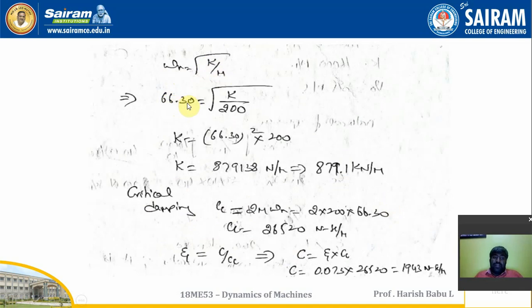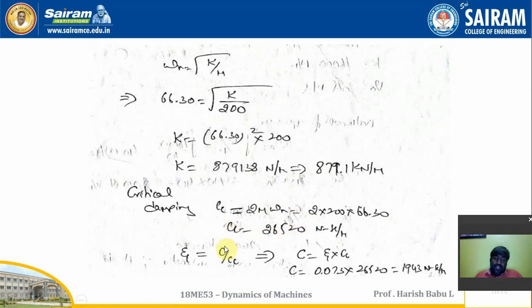Next, omega n is equal to root of k by m, that is 66.30, and the m value is given as 200. I can get the k value as 879.1 kilonewton per meter. The critical damping Cc will be equal to 2m into omega n, that is 2 into 200 into 66.30. I am going to get 26,520 Newton second per meter.